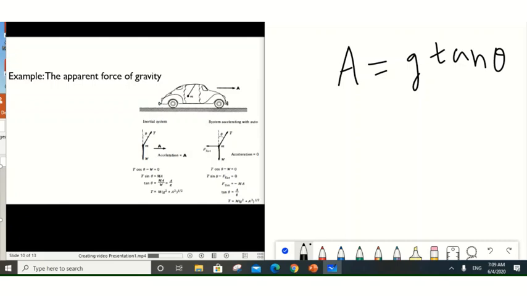T cos theta is equal to mg is the first equation, and T sin theta is equal to ma is the second equation. Squaring and adding these two equations, we can get T is equal to m into g square plus a square all raised to 1 by 2. So from a is equal to g tan theta, we can find the value of a. If we find the value of a, we can find the value of T, the tension on the string. This is in the case of the inertial frame.